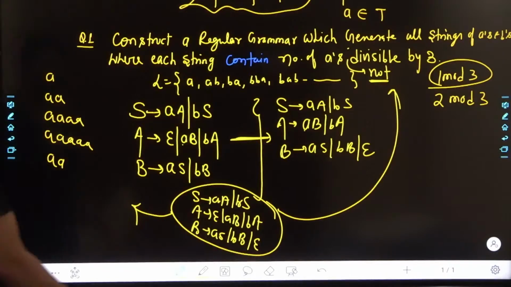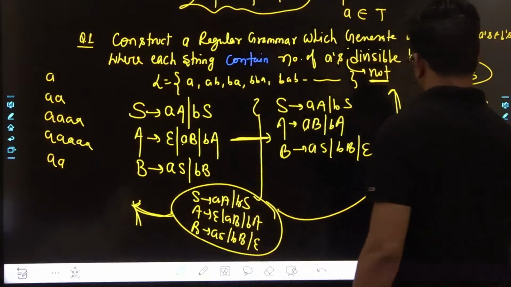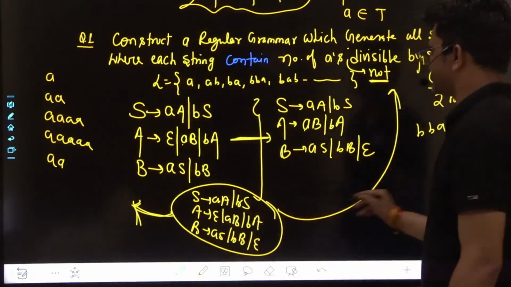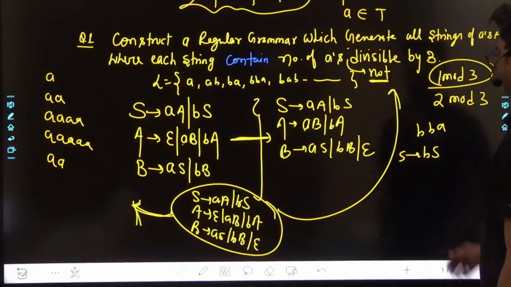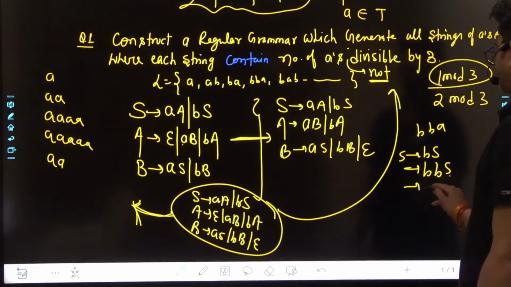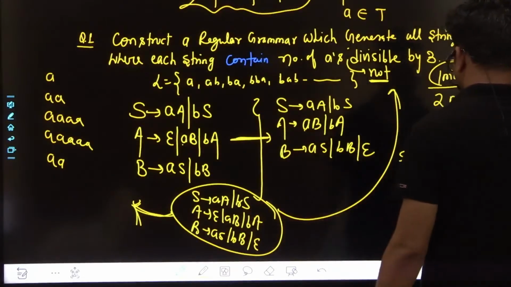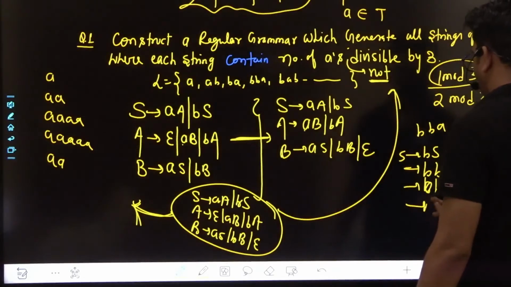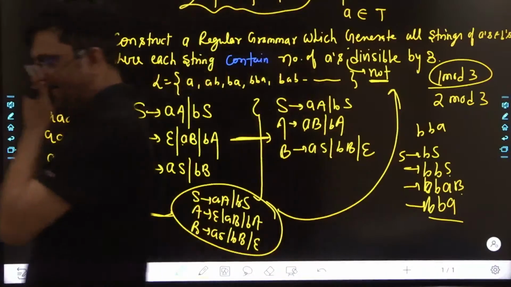Please check how this grammar generates BBA. First you take this production, S determines BS. Instead of this BS, again you take BS. Instead of this S, you take this AB. And instead of B, you can put epsilon. So this generates this string. Clear?